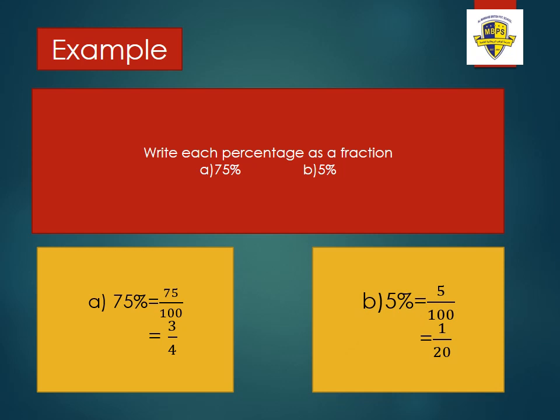B, we have 5%. How to simplify it? We will write it as 5 over 100. Then we divide both of them by 5, and we get 1 over 20.